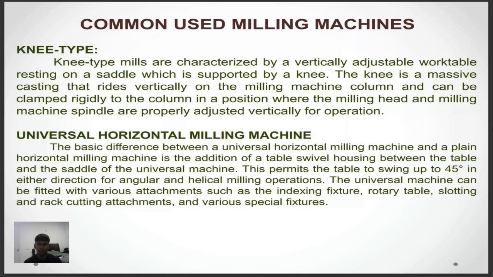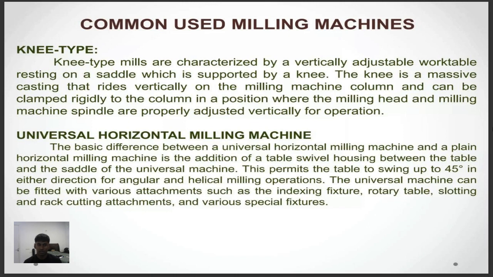Common uses for milling machines. Knee type. Knee type mills are categorized by a vertically adjustable work table resting on the saddle, which is supported by a knee. The knee is a massive casting that rides vertically on the milling machine column and can be clamped rigidly to the column in a position where the milling head and the milling machine spindle are properly adjusted vertically for operation.